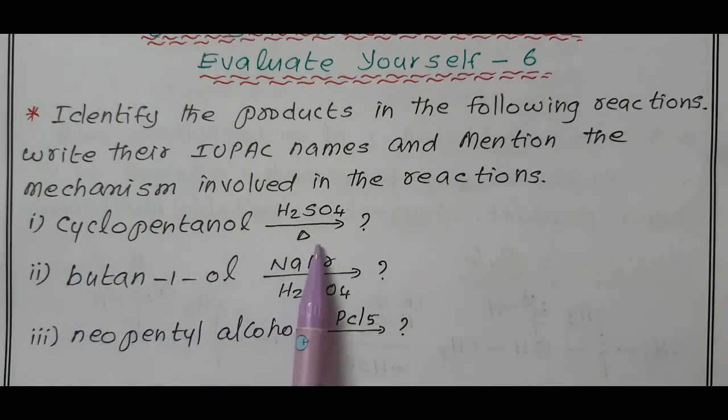Cyclopentanol when heated in the presence of concentrated sulfuric acid. Butan-1-ol when treated with concentrated sulfuric acid and NaBr. Neopentyl alcohol when treated with phosphorus pentachloride. So the first reaction we are going to solve.